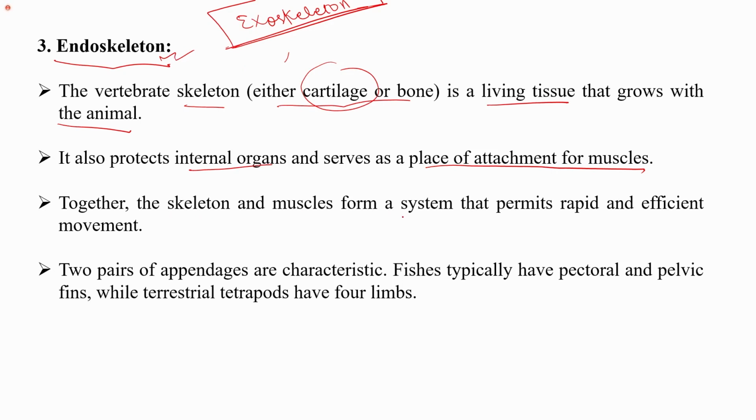Together, the skeleton and muscles form a system that permits rapid and efficient movement, also allowing growth. Two pairs of appendages are characteristic, which typically are pectoral and pelvic fins, while terrestrial tetrapods have four limbs. Tetra means four, pods means foot or appendages. So the tetrapods have four limbs, while fish typically have pectoral and pelvic fins.